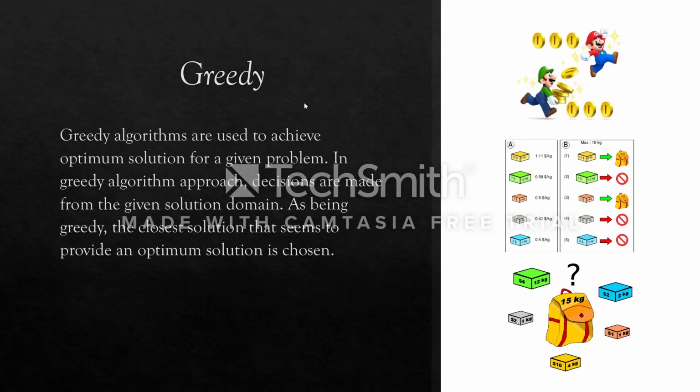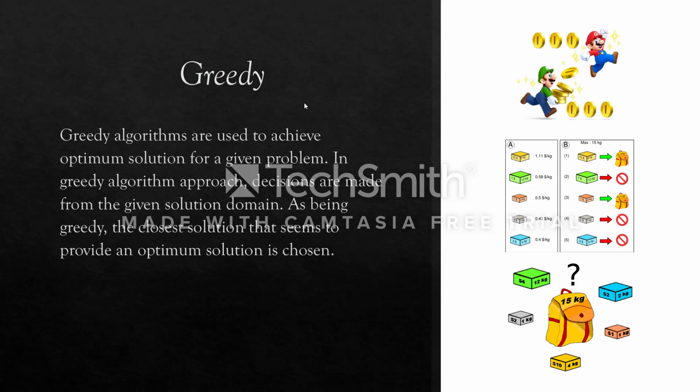Let's say in this example you have a bag which weighs 15 kilograms, and you have different sized blocks with different weights and different prices. In the given problem, what is the maximum value that you can obtain without exceeding the 15 kgs of weight in the bag? You have to pick the blocks where the total value is maximum, but the weight should not exceed 15 kgs.